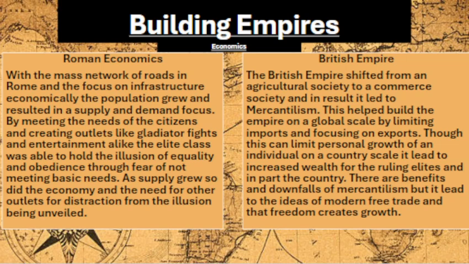The British Empire shifted from an agricultural society to a commerce society, and as a result, it led to mercantilism. This helped build the empire on a global scale by limiting imports and focusing on exports through tariffs and other legal means of economics. Through this, it can limit personal growth of an individual, but on a country scale, it led to increased wealth for the ruling elites and in part the country.